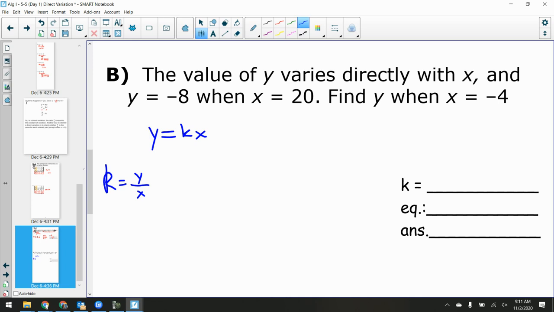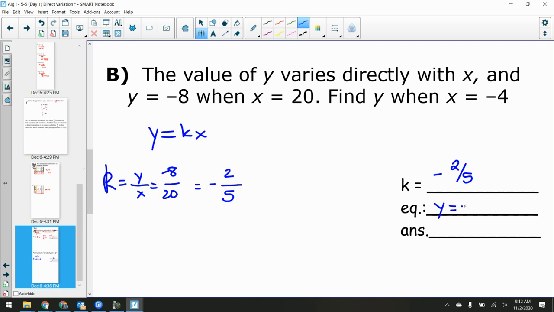Okay, to find my k value, I take y divided by x. 20 divided by -8. What does that reduce down into? -5 over, oh, sorry, I did x over y. I'm so sorry. Whoops. -8 over 20. You're right, -2/5. Flipped around. So that's my k value.